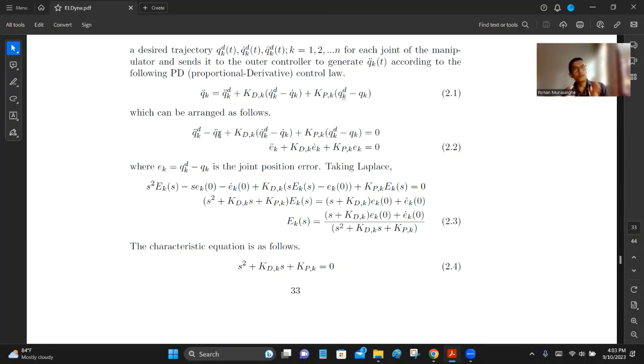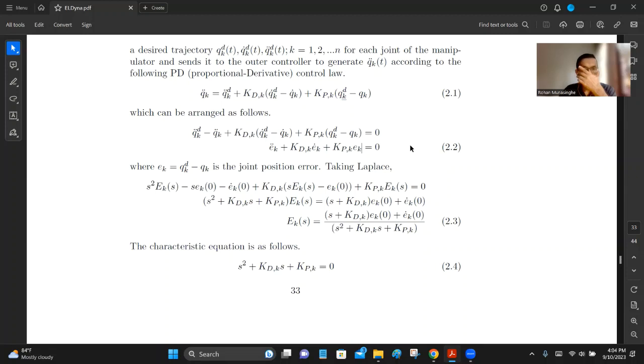Now, if you define your position error as, say, EK, to simplify the expression, EK is the joint error, desired angle minus actual angle. And then the middle term is actually the rate of that, E dot K. And the leftmost term is E double dot K.